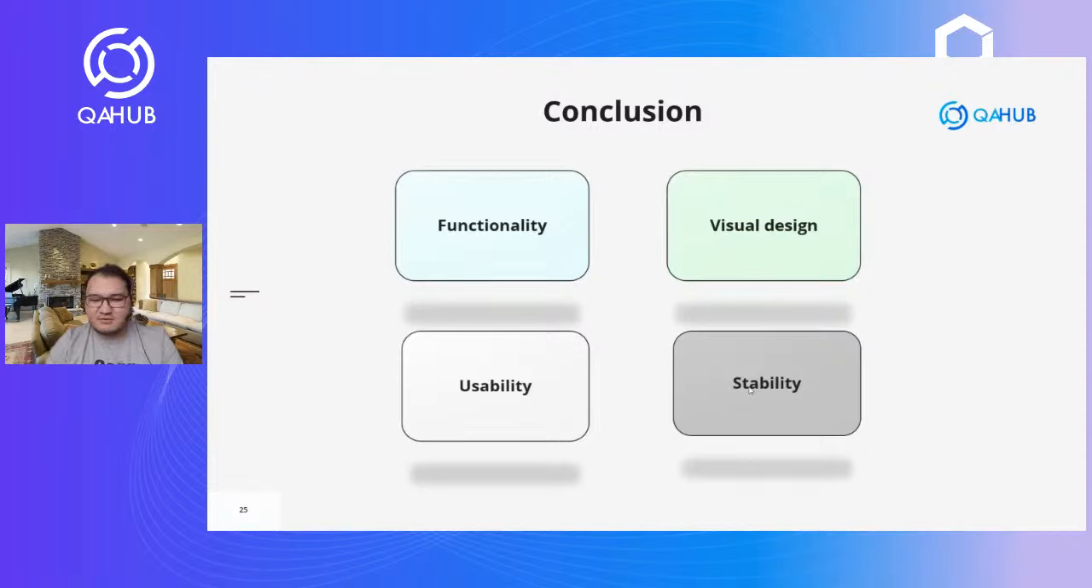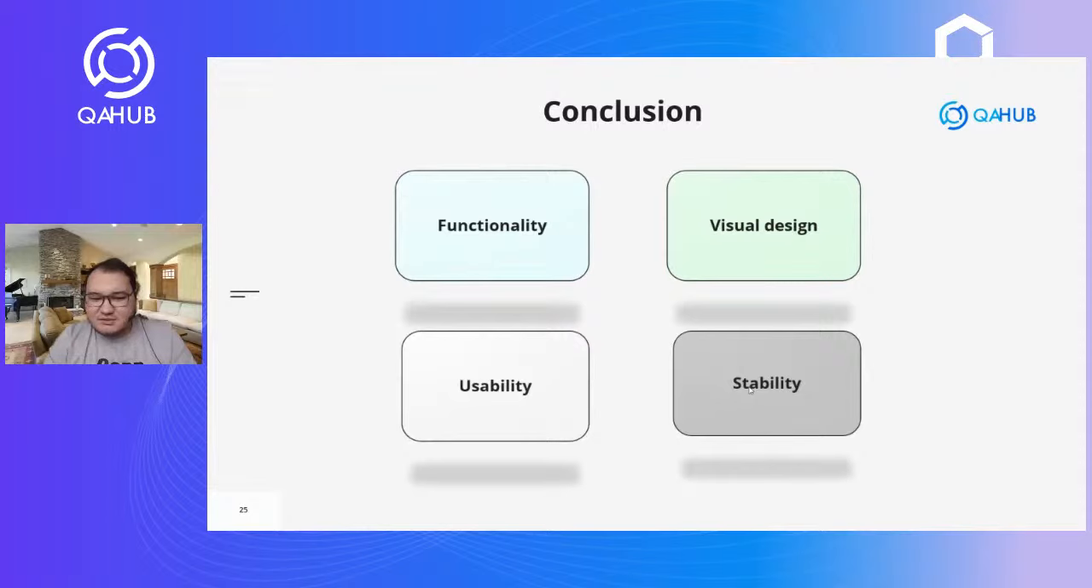The first one is functionality. We need to make sure that each requirement, each function works correctly. The next criteria, visual design. It's really nice and good when you see beautifully designed websites and you want to interact or visit next time. It leaves a good impression on you.